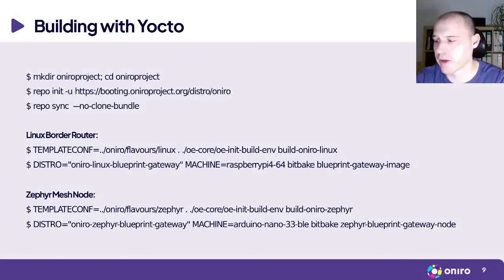And then you can go ahead and flash it on an SD card for the Raspberry Pi and get it booted. On the Zephyr side, it would be very similar. As you can see here, the flavor would be Zephyr, and you make sure that is set up correctly. And then again, setting the distro, the machine, and the image type.